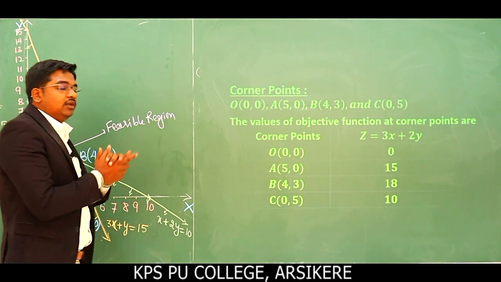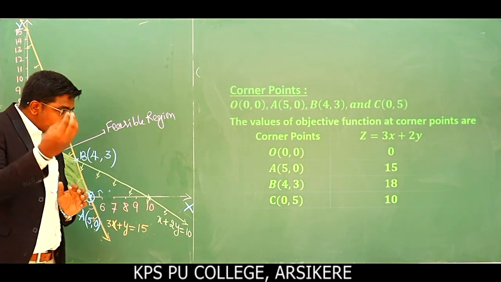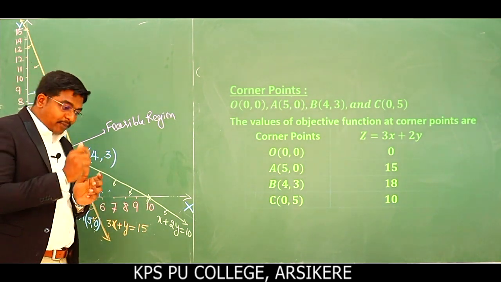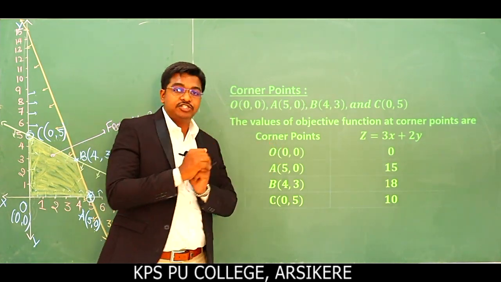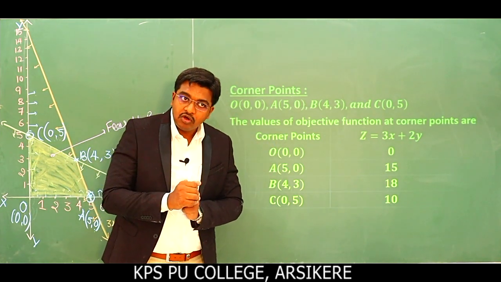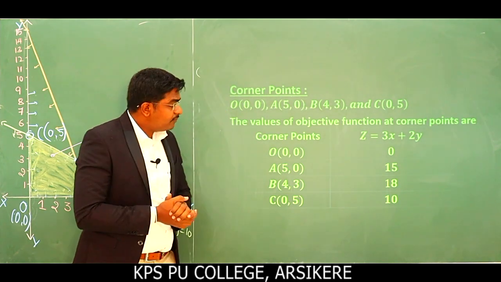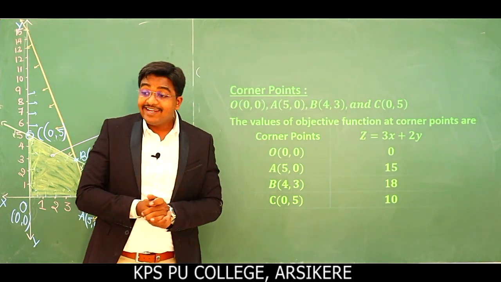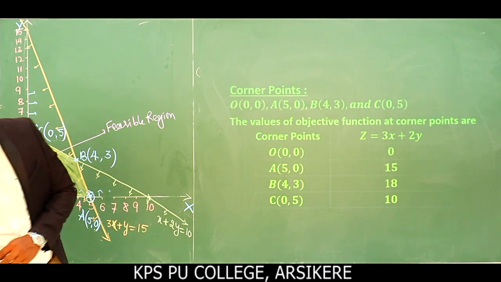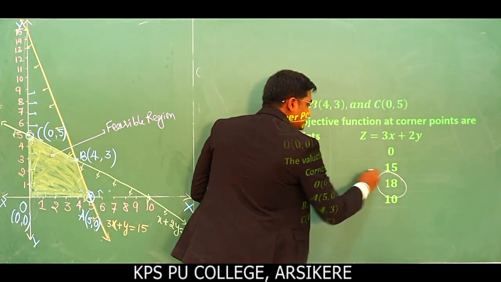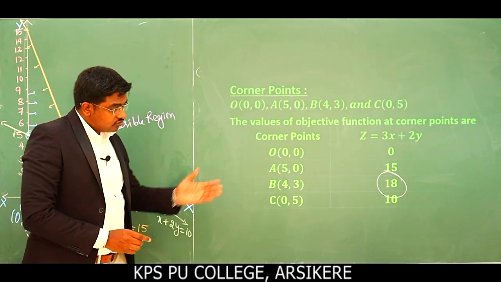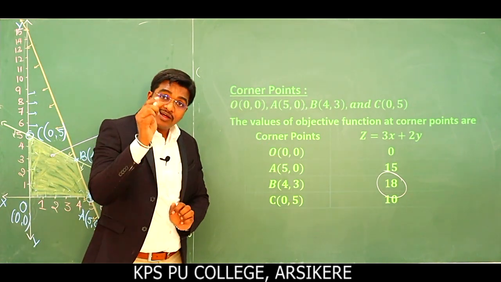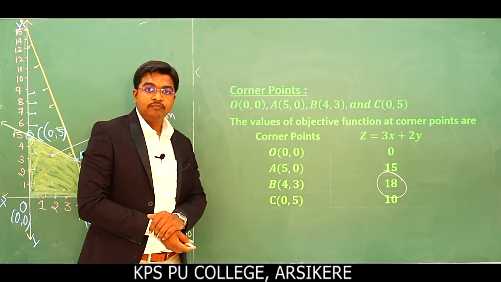So among these values, take the largest value as well as the smallest value. But for this problem we need to find the maximum value of the objective function. So what is the maximum value? 18 is the maximum value, because 18 is the largest value among these values.